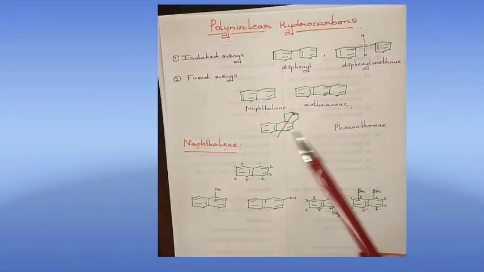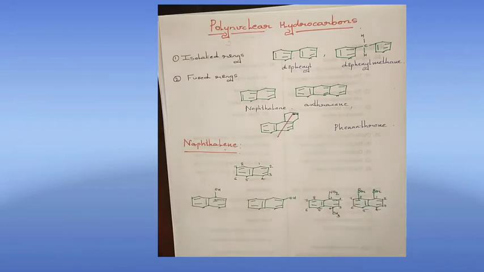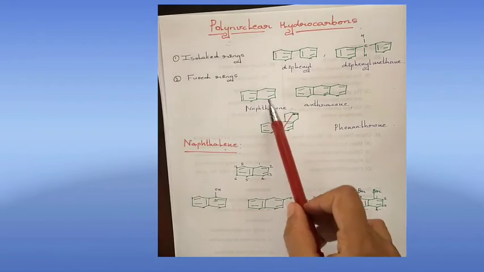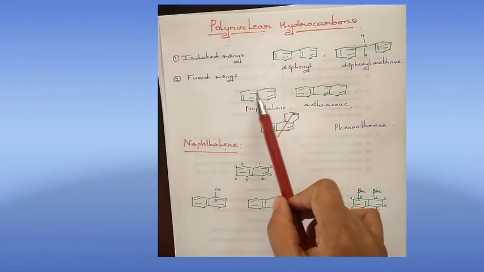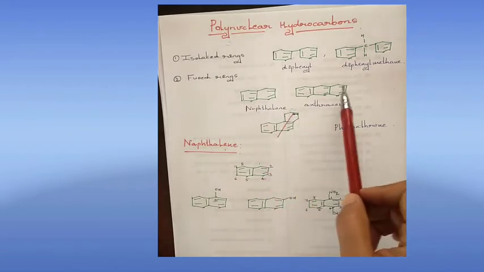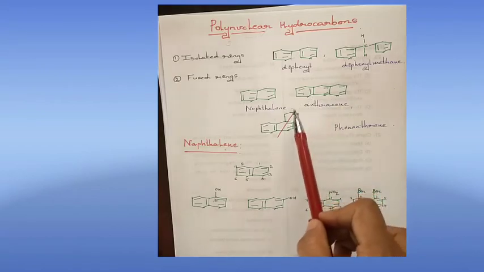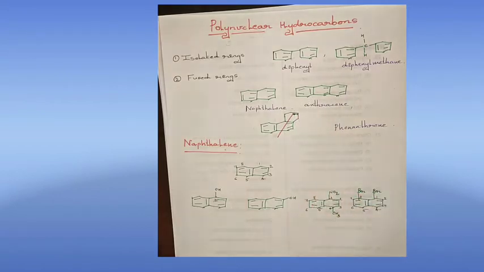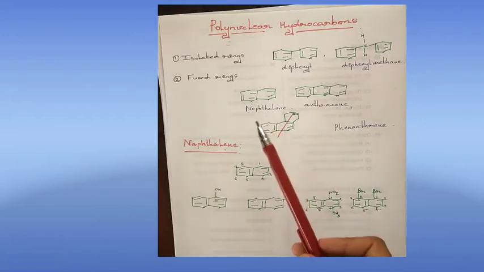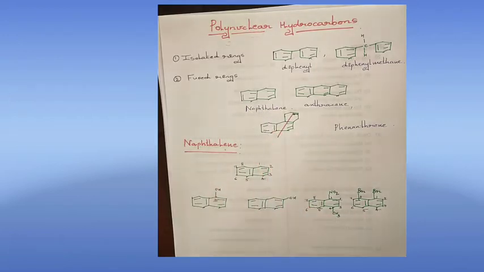What is a fused ring? Here two or more than two benzene rings are fused together. Now look at here. Here two benzene rings are fused together. Here three benzene rings are fused together. Again phenanthrene, here also three benzene rings are fused together. So that's why it is called a fused ring. The name of this compound is naphthalene. This one is anthracene. Then one more is phenanthrene.